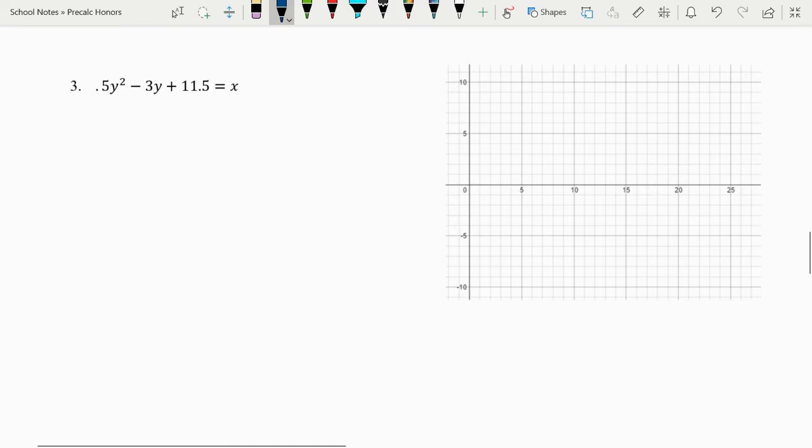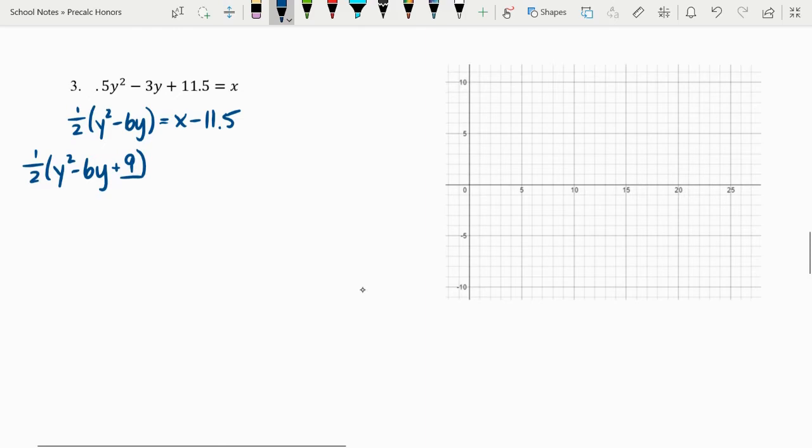I'm going to get the y's all together and factor out that coefficient. So I'll have 1/2, that's 0.5, y squared minus 6y. Up to you if you want to move this over, I usually do equals x minus 11.5. All right, and then completing the square. I take our middle term divided by 2, which is 3, and square it. So I get a 9 in here.